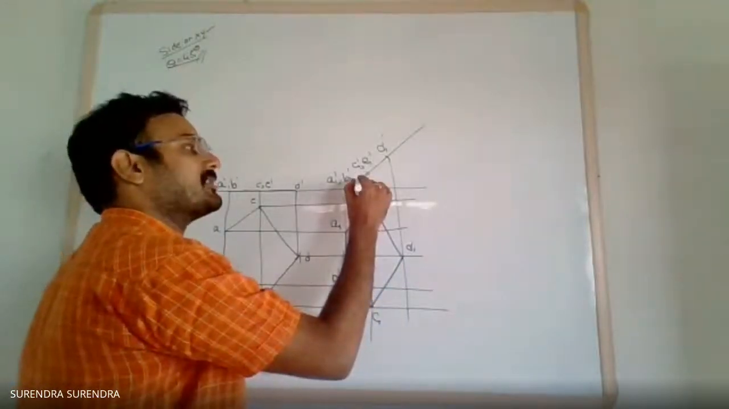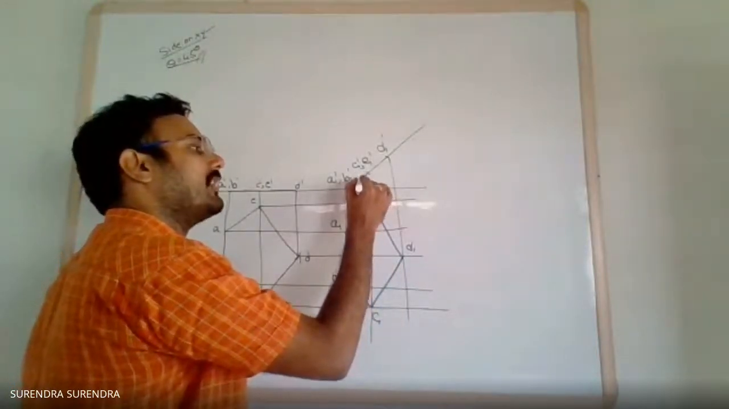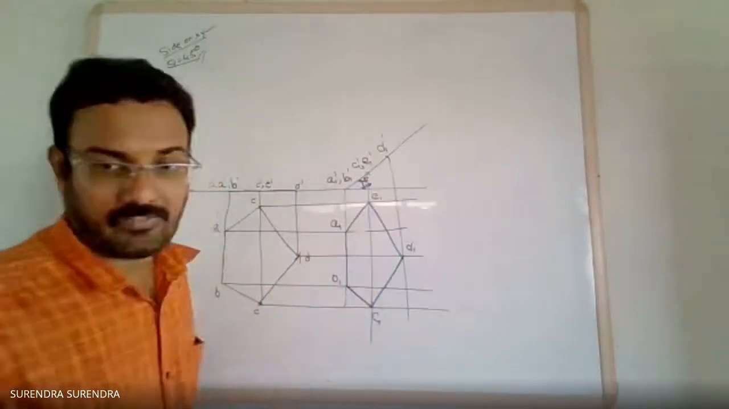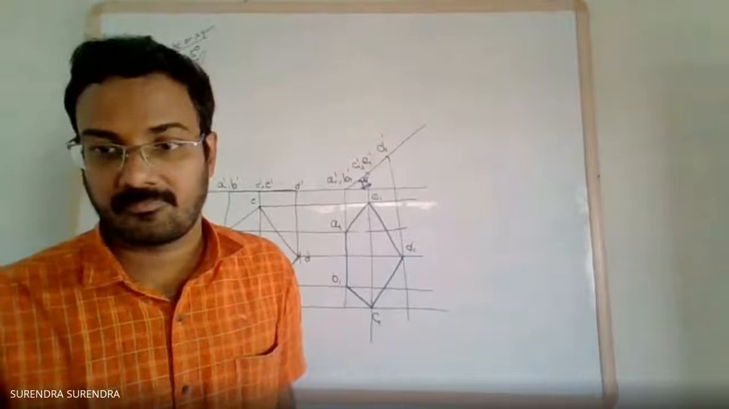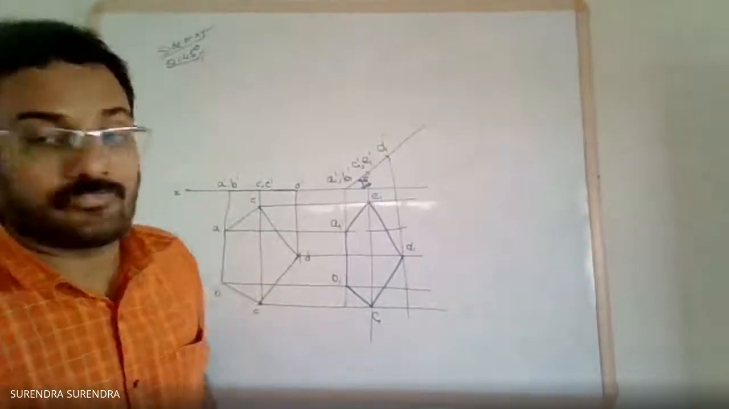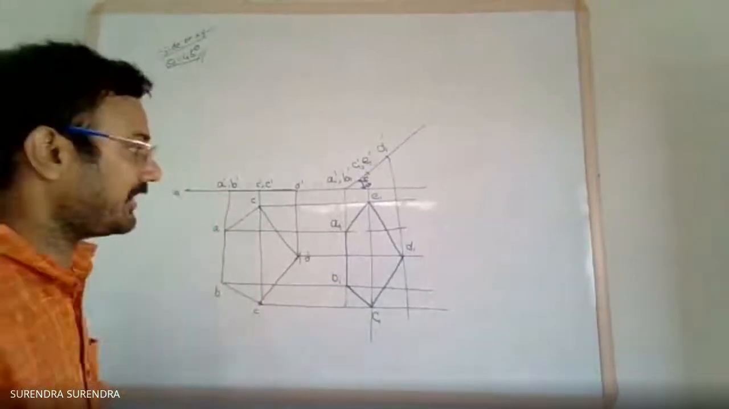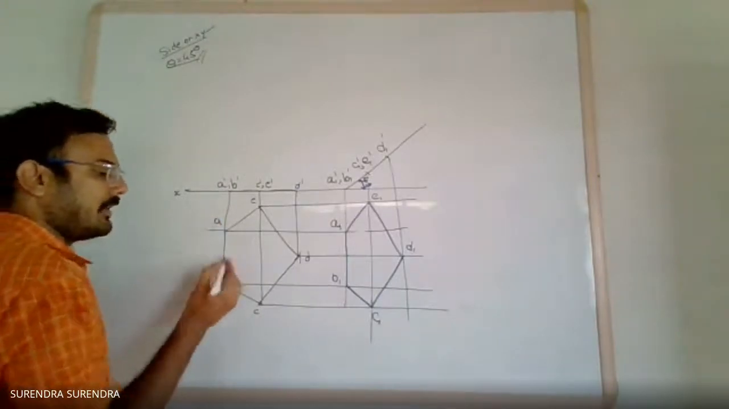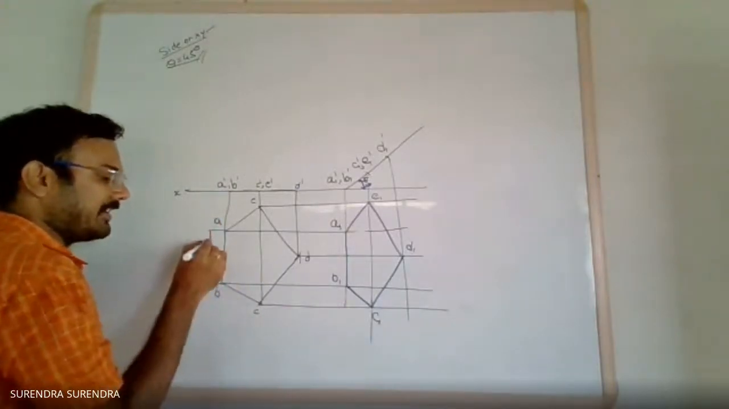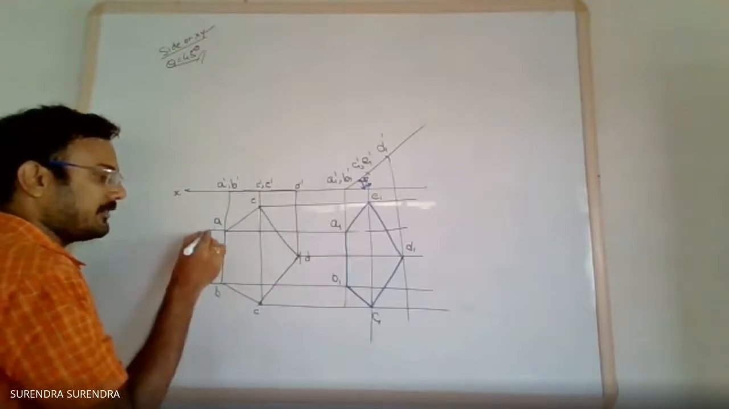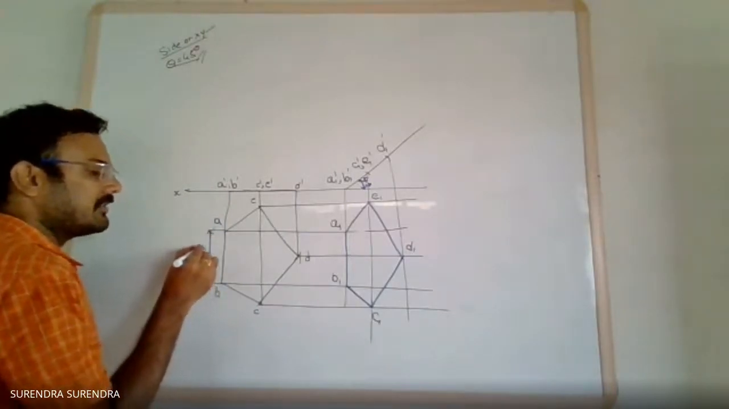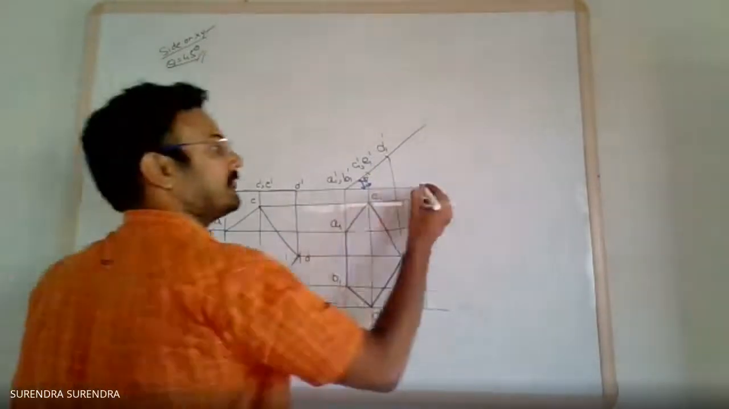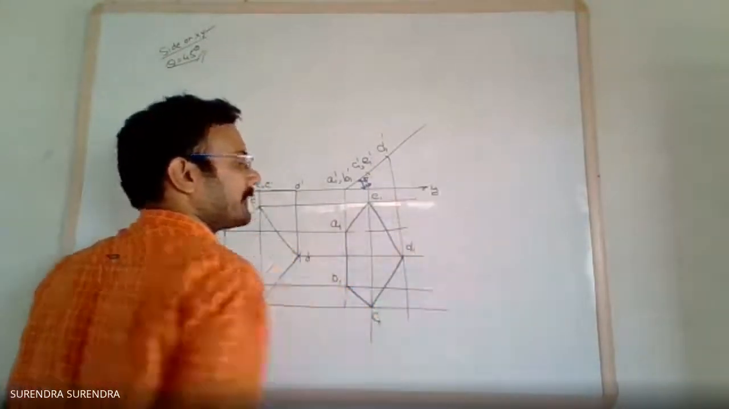And coming to the dimensions, represent the dimension values. 45 degrees. The surface is inclined at 45 degrees and the side of the pentagon is 30 mm. Complete X1.